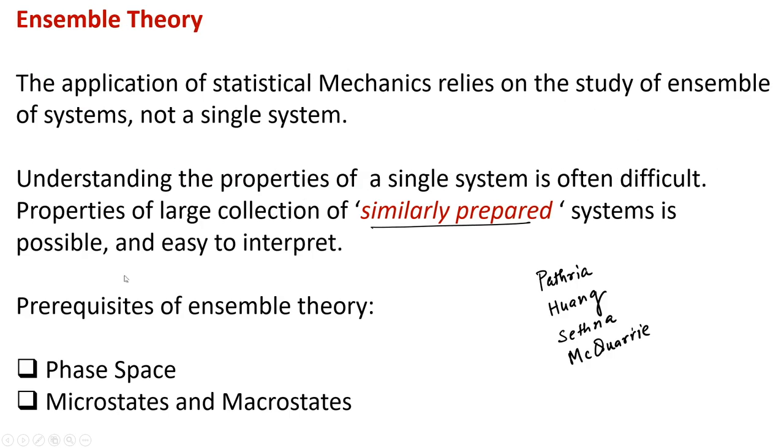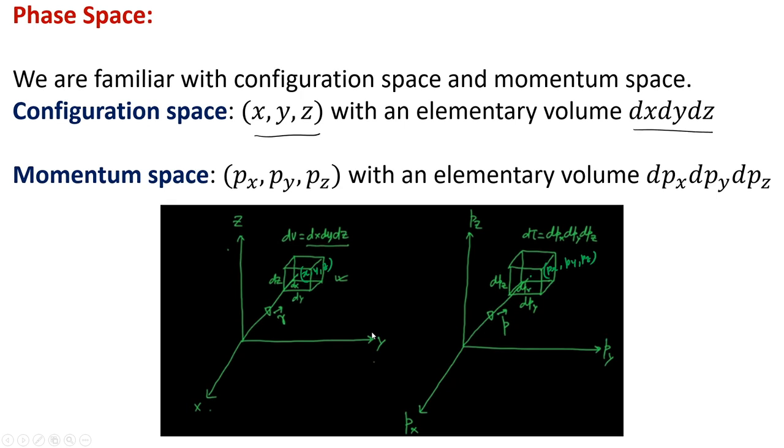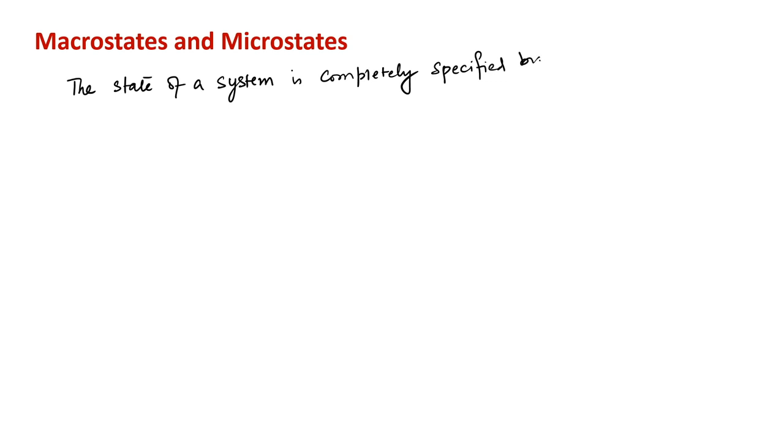Let us just look at the second thing that we have talked about, that is this microstates and macrostates, as you see at the bottom of this slide. And let us try to explain what are these macrostates and microstates. Okay. The state of a system is completely specified by the macrostates. Which means that it could be the pressure, volume and temperature of a system, or the energy, volume and number of particles of the system, and so on.